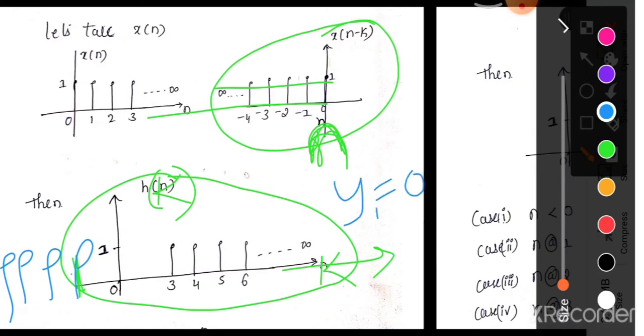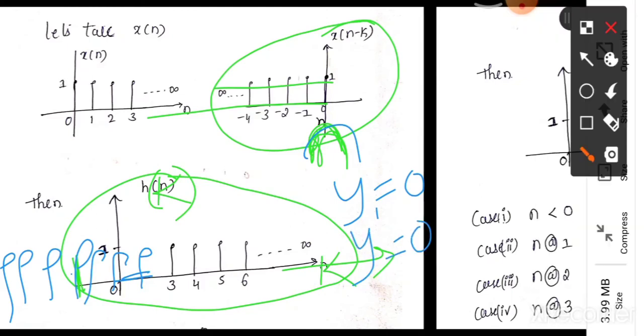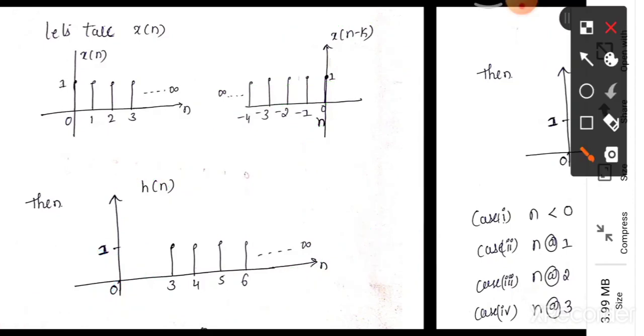And then if you are placing n greater than 0 and less than 3, that is between these, is any signal overlapping? No. That time also it is equal to 0. Then signal condition is: below 0 it is 0, and greater than 0 and less than 3 it is also 0.